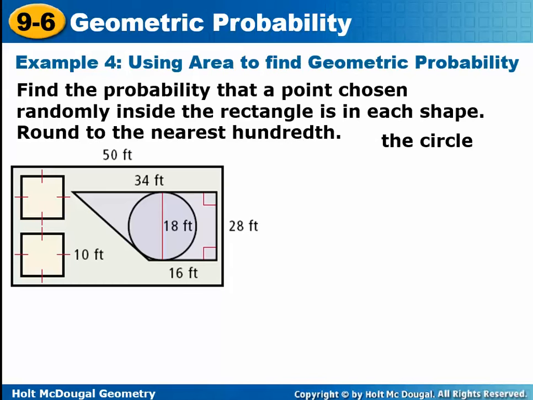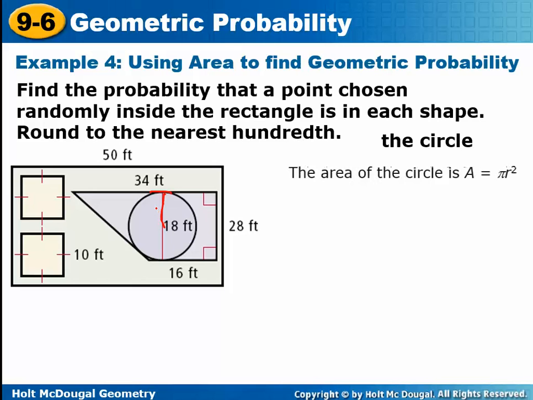All right, now we're going to use area to find geometric probability. So here is kind of this complex figure. We want to find the probability that a point chosen randomly inside that rectangle is in each shape, and then round to the nearest hundredth. So the first shape is the circle. So here's our circle in here.